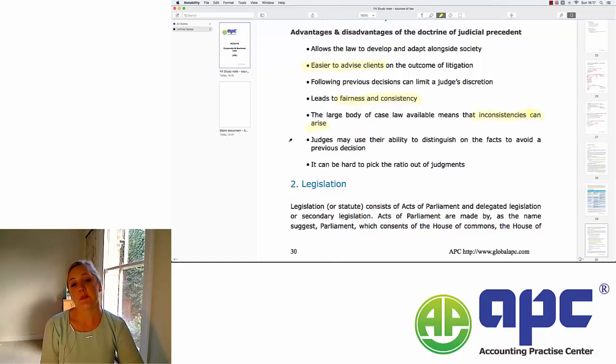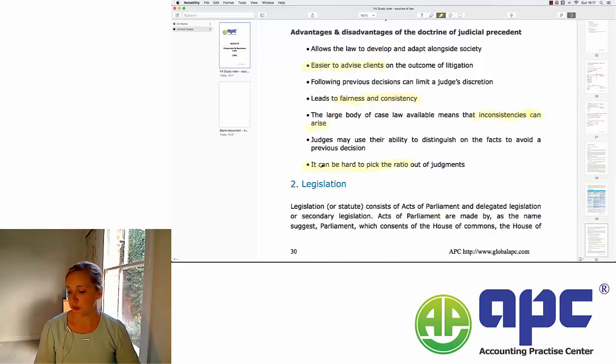I also mentioned the fact that the judgments sometimes run to hundreds of pages, and actually it's quite difficult to pick out the ratio sometimes. This ratio decidendi is quite hard to determine because some of the judgments can contradict each other. So those are basically the advantages and disadvantages of this very specific doctrine we have in the United Kingdom of judicial precedent, which forms, as we've discussed, part of the common law.